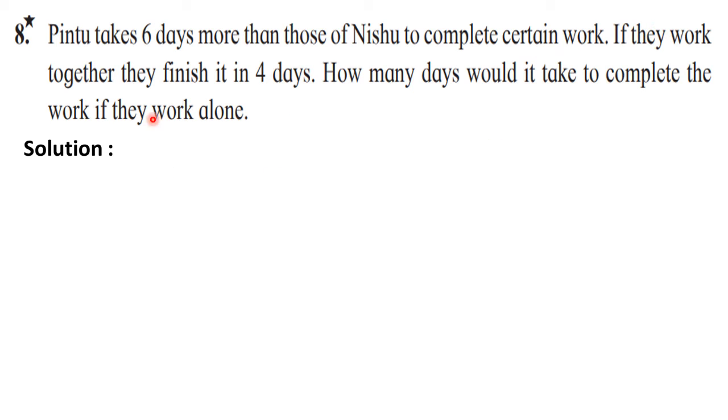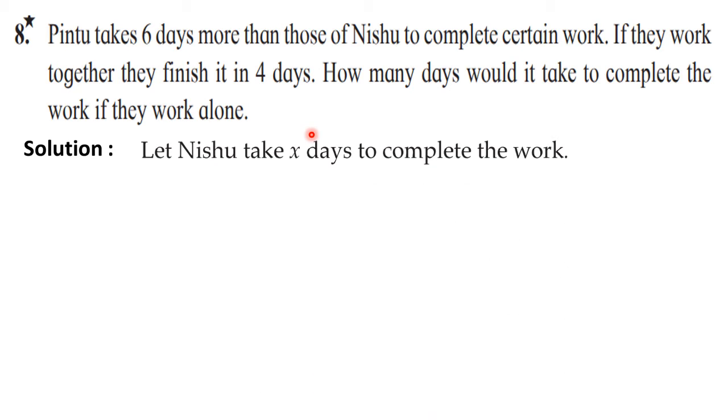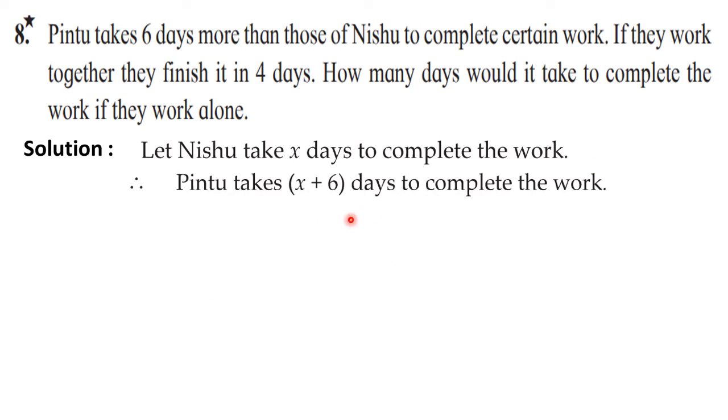Now if they are working together, they finish the work in 4 days. Let us start now. Let us write down the unknowns: let Nishu take x days to complete the work, and therefore Pintu takes x plus 6 days. Now one complete work is done by Nishu in x days. That means in one day she is going to complete 1 upon x part of that work.